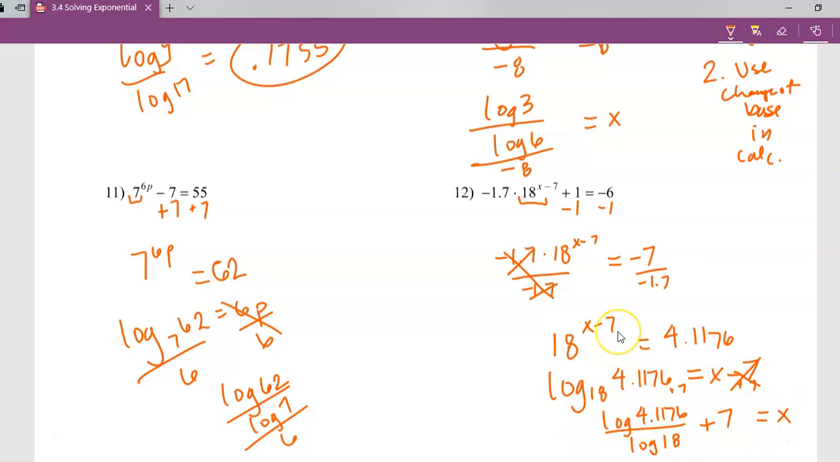So do log 4.1176, put it in my calculator really quickly, close the parenthesis, divide by log 18, close the parenthesis. I'm actually going to hit enter now, and then I'm going to add 7 to that. So that would give me x equals 7.4896.